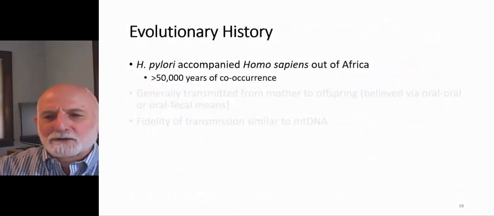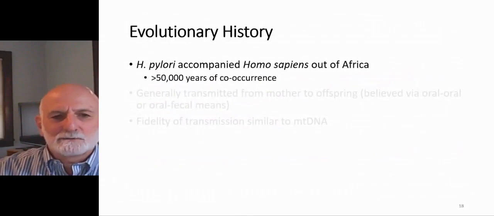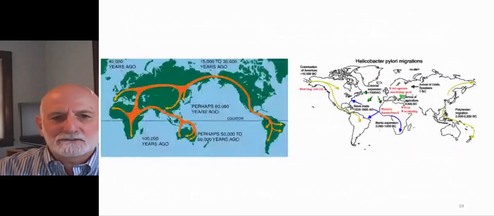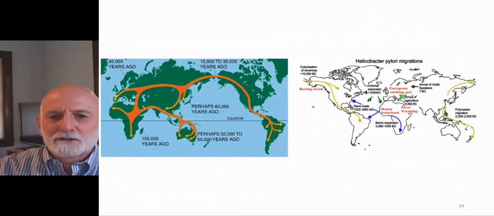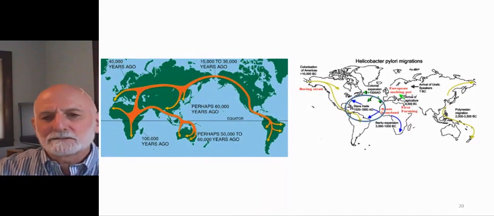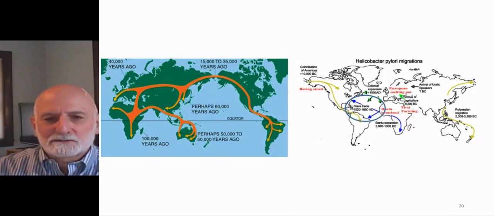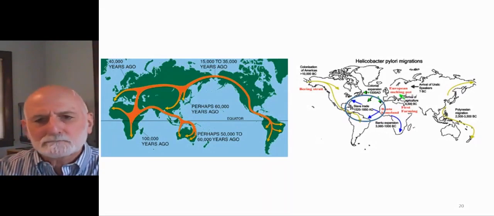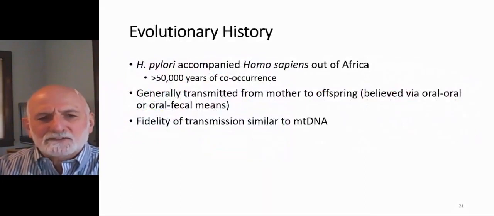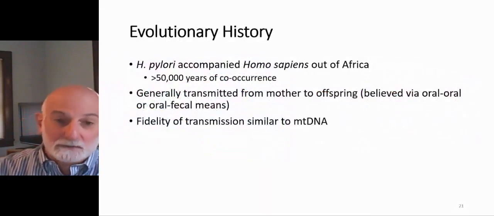So H. pylori has coexisted with humans going back to the time when humans left Africa. And in fact, you can look at this map. The left-hand side is human migration out of Africa. The right-hand side is H. pylori migrations out of Africa. The one that we're going to talk about most today is actually the Middle Passage, which is predominantly due to the slave trade going back from the 1600s to the 1800s. And that's because the study population for this is in South America.